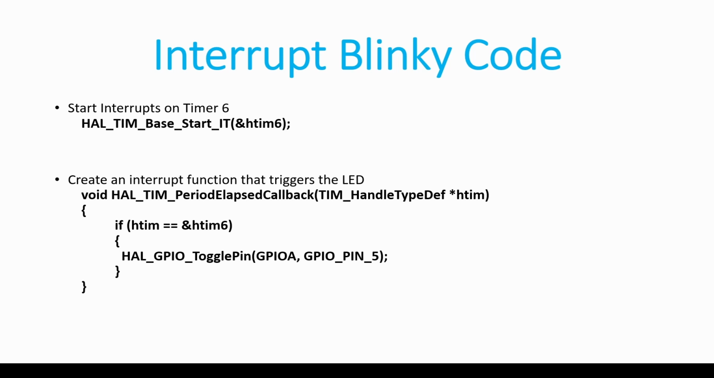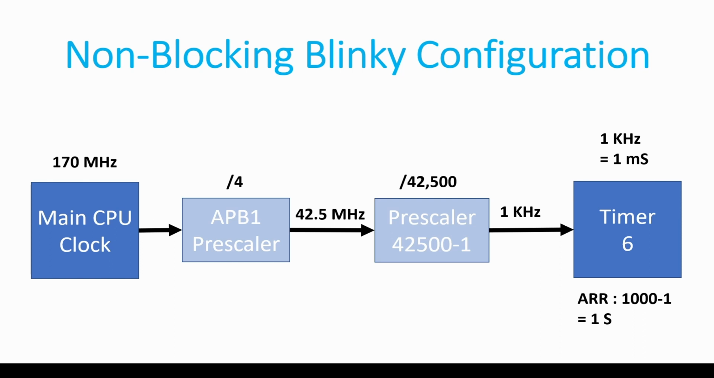Just like before, I will choose an APB1 prescaler of 4, a timer 6 prescaler of 42,500 minus 1, and an auto reload register of 1000 minus 1. Thus, the counter will reset and trigger our interrupt once every second. Now we can open the Cube IDE and set up our project just as we have done before. For this example, the setup is identical to the last, with the exception that the ARR is now 1000 minus 1.